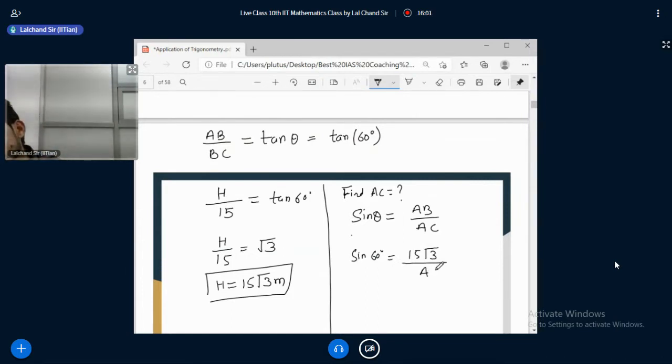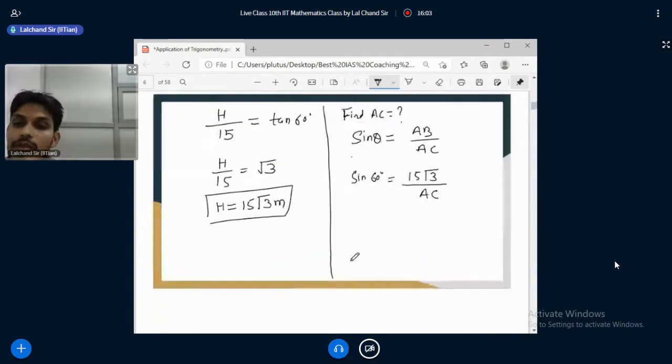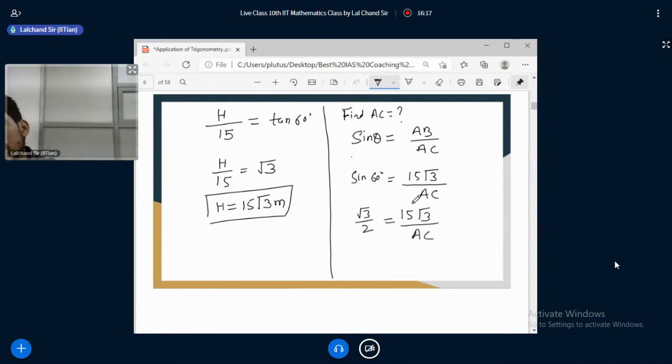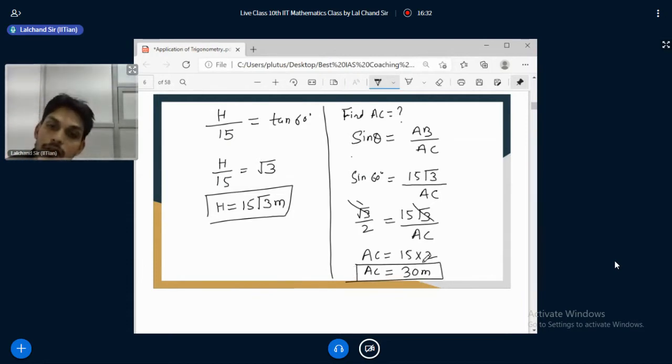Okay, let's suppose this is AC. If we substitute the value of sine 60, then we have root 3 by 2 equal to 15 root 3 divided by AC. Okay, so root 3 gets cancelled. So AC is equal to 15 into 2, that is AC equal to 30 meters. The length of AC is 30 meters. Okay, and this is clear to you.